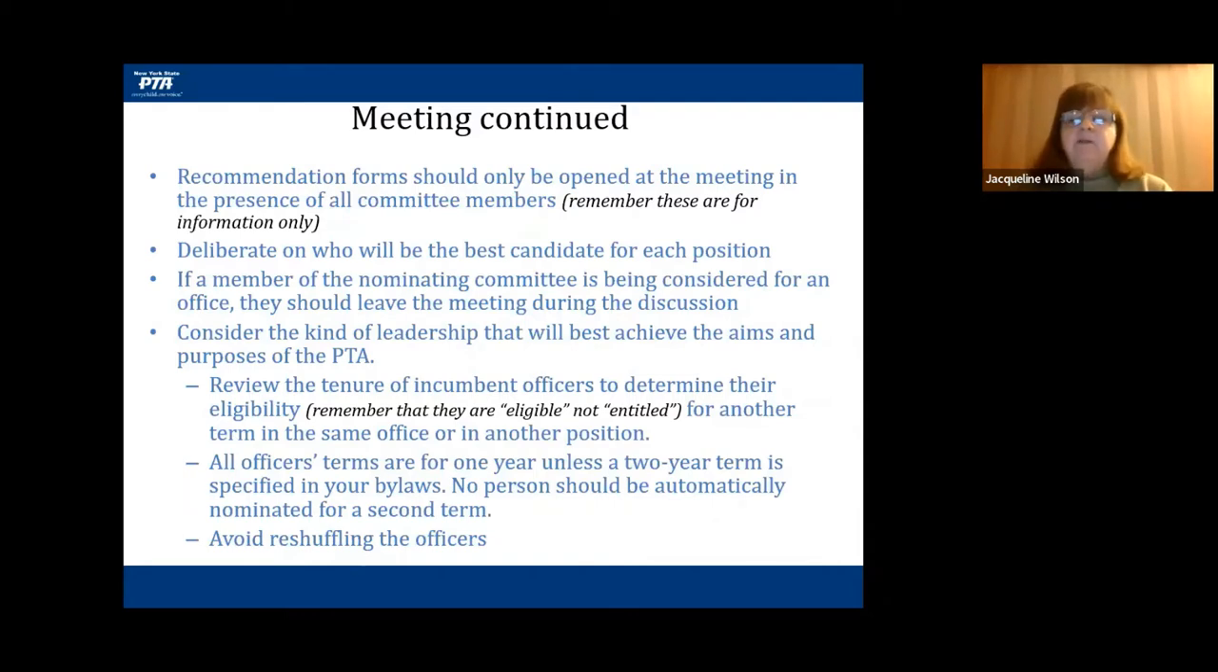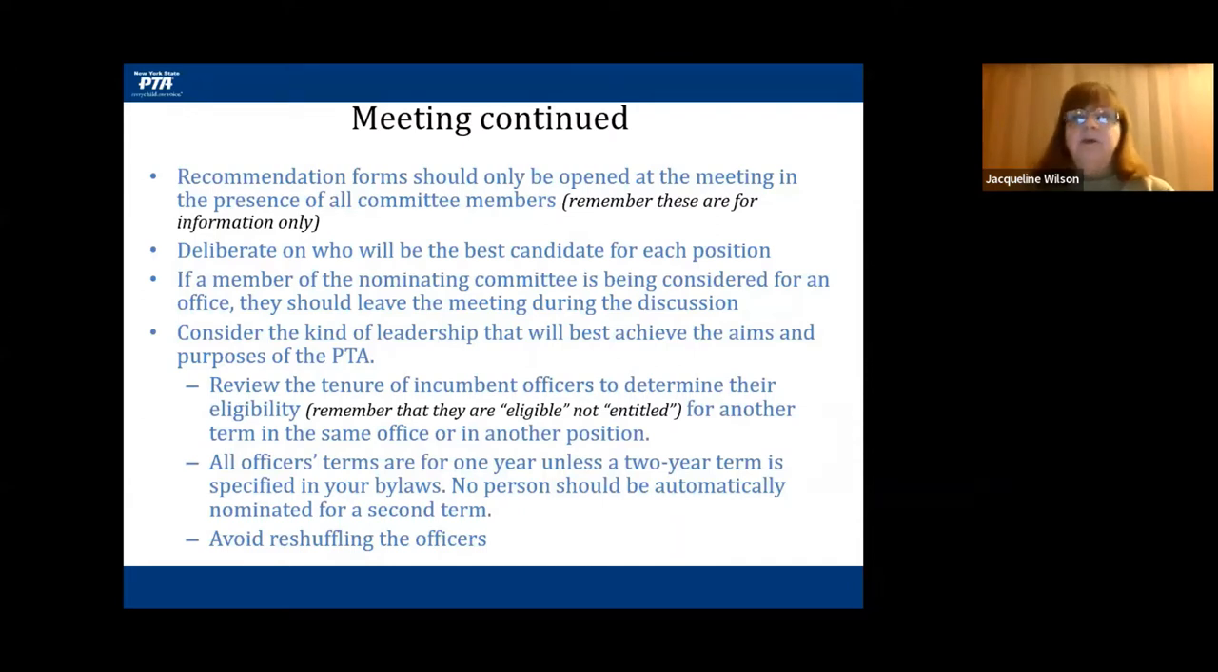Consider the kind of leadership that will best achieve the aims and purposes of your PTA. And review the tenure of incumbent officers to determine their eligibility. Remember that they are eligible, not entitled, for another term in the same office or in another position. All officers' terms are for 1 year, unless a 2-year term is specified in your bylaws. No person should be automatically nominated for a second term.